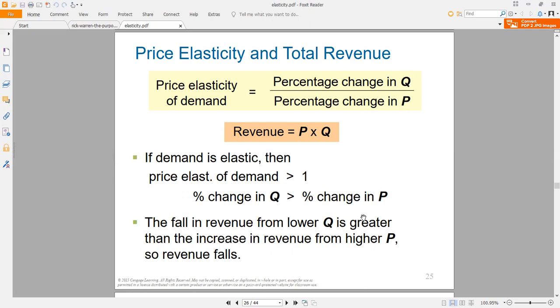increase in price. Okay, so what this means is that total revenue is going to fall whenever the demand is elastic. When demand is elastic, then an increase in price will cause a higher reduction in revenue as a result of the lower Q than the increase in revenue as a result of the increase in P.